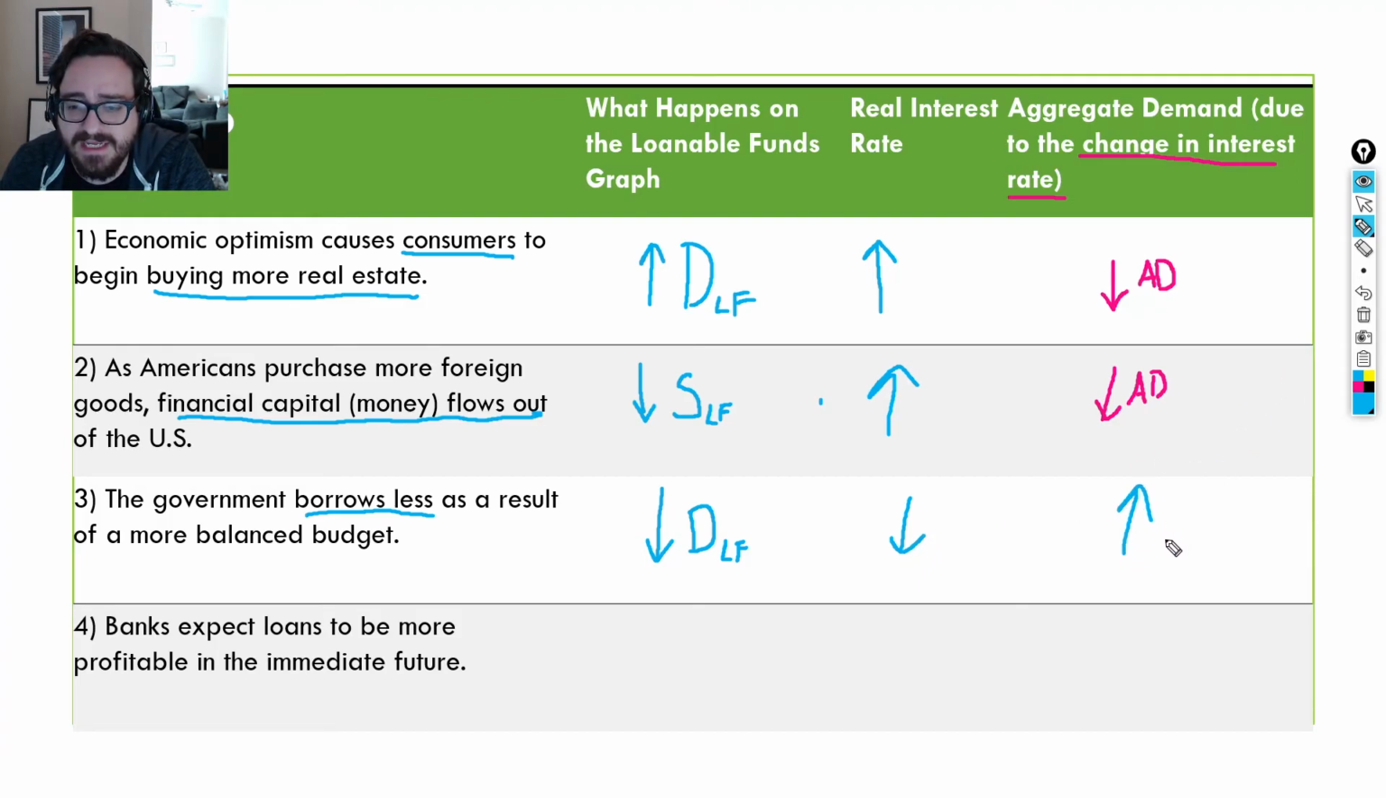Actually lead to an increase in aggregate demand. Because if interest rates are lower, investment spending can start to pick up because businesses will be able to borrow and spend more, so AD climbs back up.